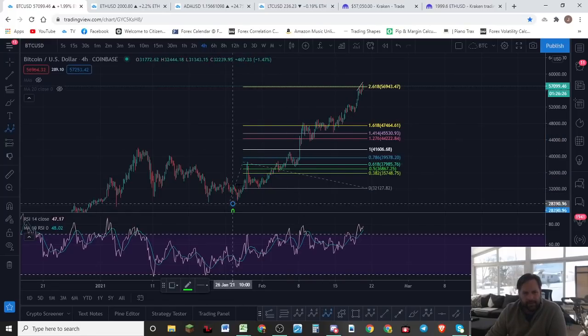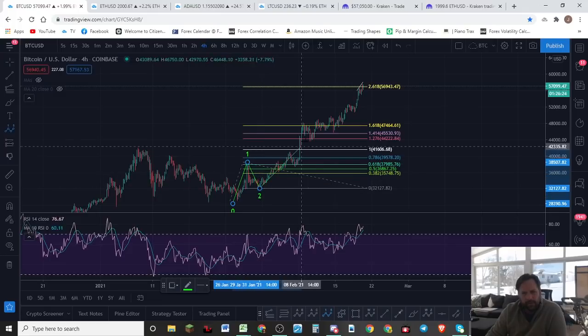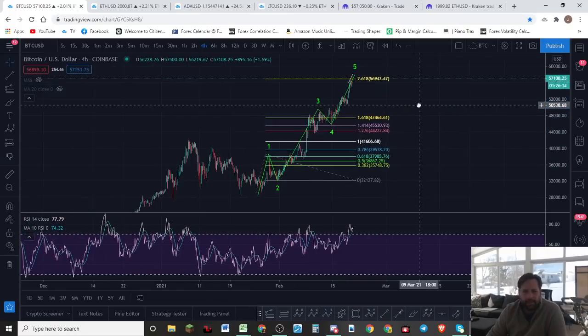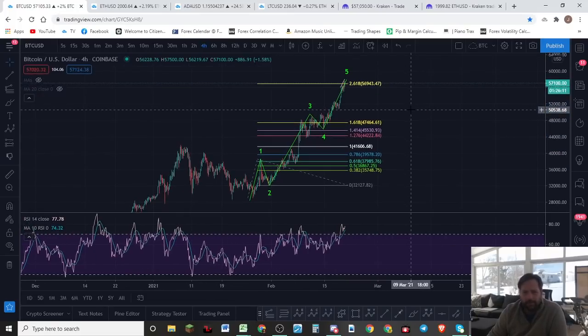One of the ideas I had is that this is 1, 2, and this little wave right here is the top of 3. This little 3-wave move is 4. Okay, and then this is the 5th wave. That's a potential count for that, and that means we have a 5-wave move that's potentially finished.